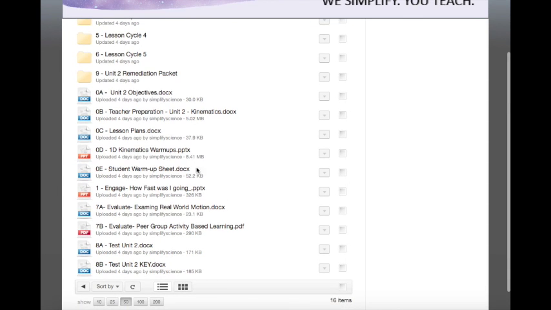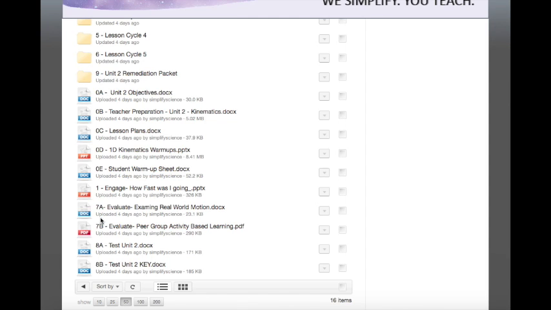Next we have our engage activity, and we will begin all units with an engage activity, something to address prior knowledge that students have and then extend that into what you're going to be learning in this particular unit. Now, if you were to look at just the documents, you'll see it skips from 1 to 7.